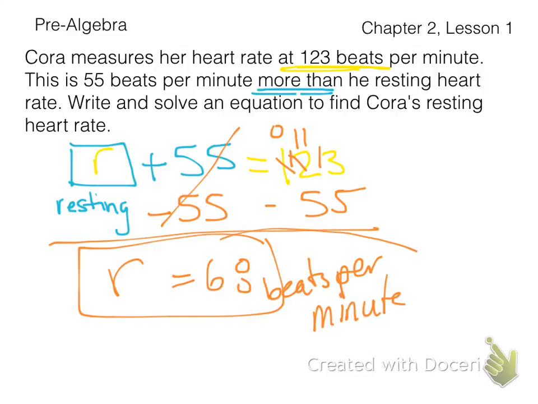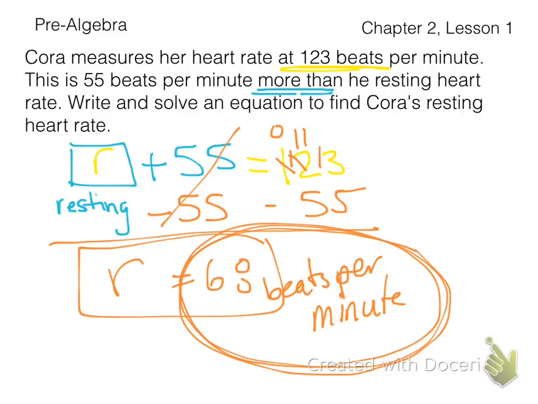And it's good to remember what you're talking about. The answer is not just 68. It's not 68 apples, it's not 68 oranges, it's not 68 Lego blocks. It's 68 beats per minute. So you need to make sure you have your units. And that's what those things are called, okay? Now, your units could be Legos, your units could be bananas, but in this case, because we're trying to find out her heart rate, it is beats per minute.